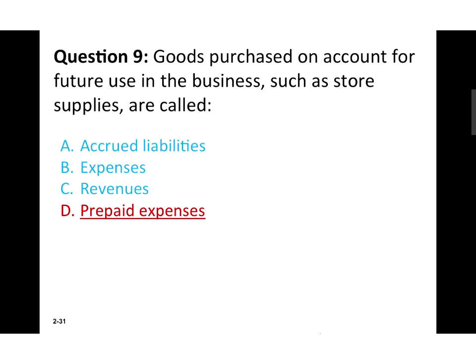Okay, in this one, the answer is prepaid expenses. Goods purchased on account for future use in the business, such as store supplies. If I'm thinking of store supplies, I'm thinking of price tags, pens, pins, just things that we would use up in the business. Store supplies are not inventory. If we're buying clothing to resell to customers, that is considered inventory. But goods purchased on account for future use in the business would be prepaid expenses, none of the other things.